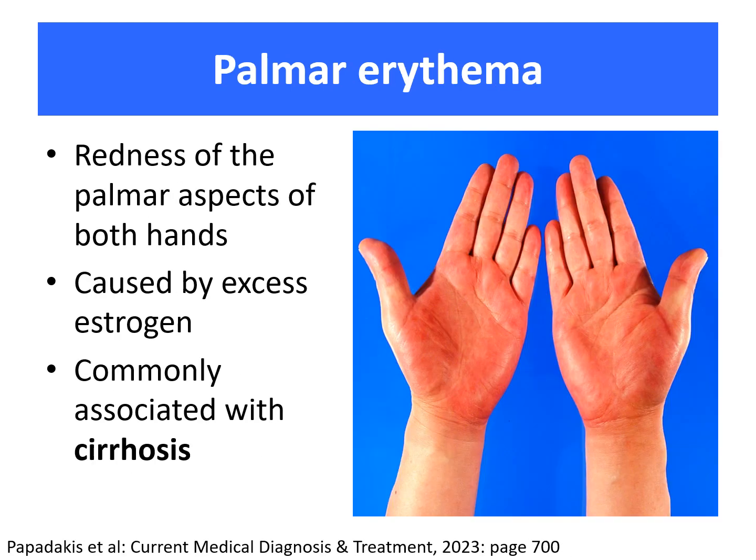Then there's palmar erythema. Palmar erythema is the situation obviously affecting the palms of the hand, and erythema is the big medical word for redness. So palmar erythema is defined as the redness of the palmar aspect of both hands, not one hand, both hands. This is caused again by excess estrogen. This is seen commonly in cirrhosis, mainly in men with cirrhosis.